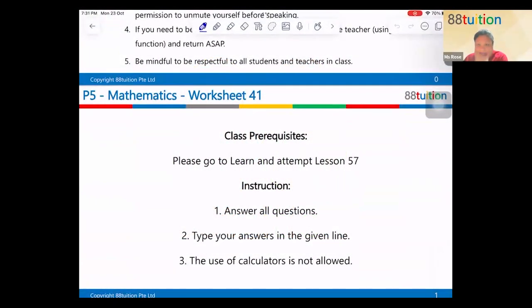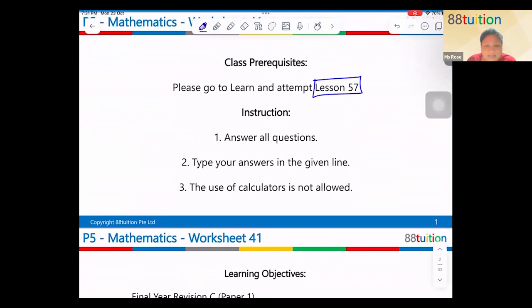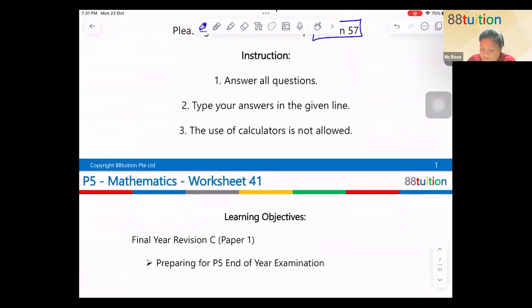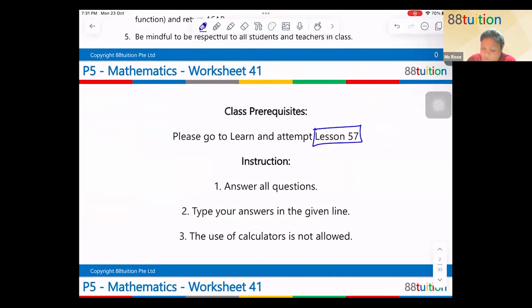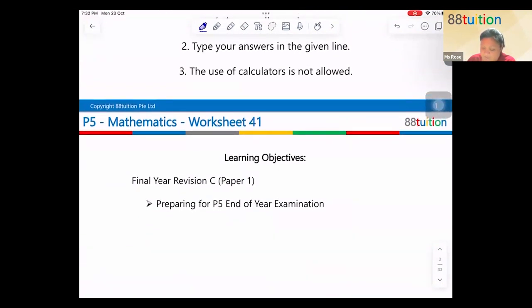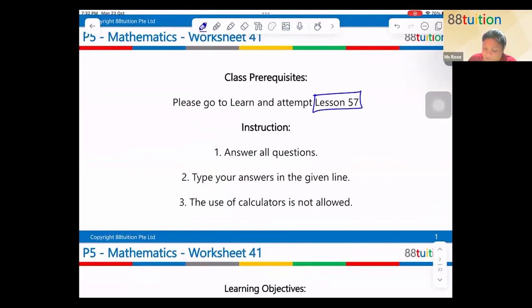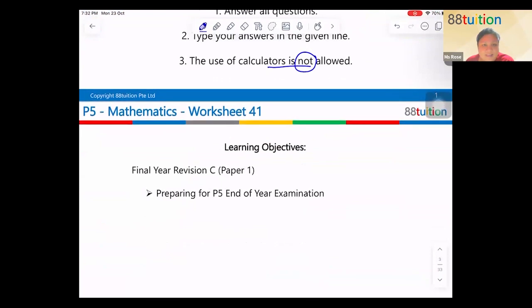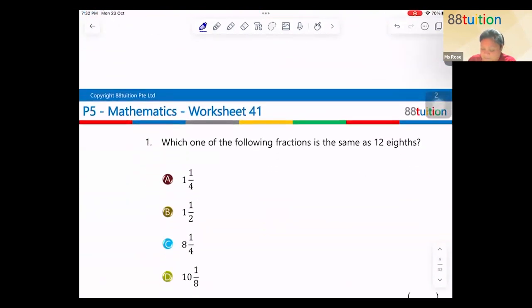For today's lesson, it is lesson number 57. If you haven't watched the videos, you can do so. Because we're going through paper 1, calculators are not allowed, okay? So no calculators, including for the Kahoot later when we're doing it.